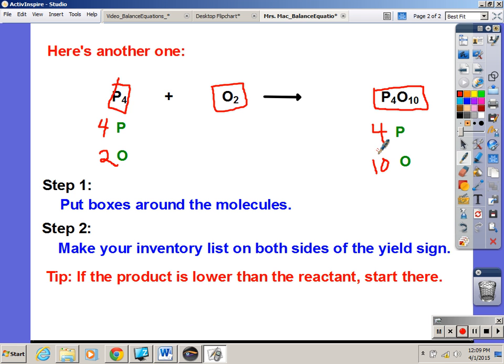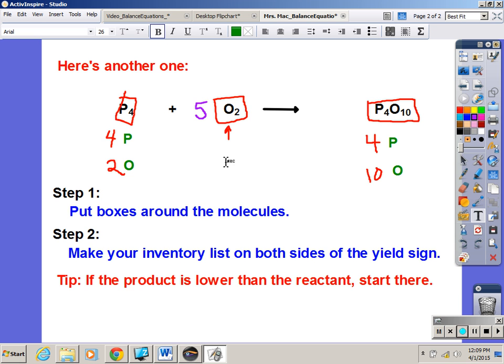So do I need to change this? Well, the only thing I can change, an easy way to change it, my P's are balanced, but my O's are not. So do I really need to change anything over here on the P4O10 side? Probably not. I could simply get my O's to balance by adding a coefficient to this number right here. So what number could I add in front of O2 to make the 10s balance? That's right, I could add a 5. So now it's P4 plus 5O2 yields P4O10. And indeed, that is balanced.